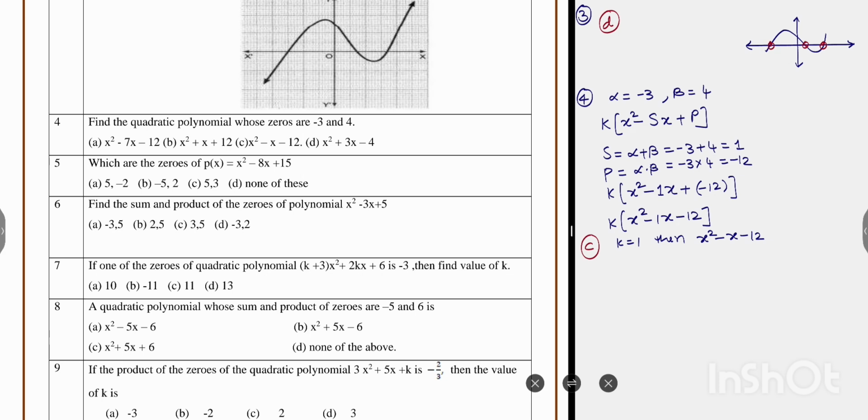Now question number 5. Which are the zeros of the polynomial x square minus 8x plus 15? Again here we have to split the middle term, x square minus 8x plus 15. Because here the coefficient is 1, we multiply 1 and 15 and get the product 15x square. Now we have to select the factors of 15 such that their sum is minus 8. Very simple, 5 threes are 15, so 5x and 3x, but we want minus 8x, so it should be minus 5x minus 3x. When you multiply these two we get plus 15, when you add these two we get minus 8x.